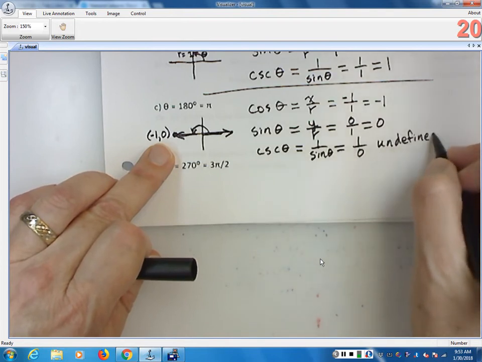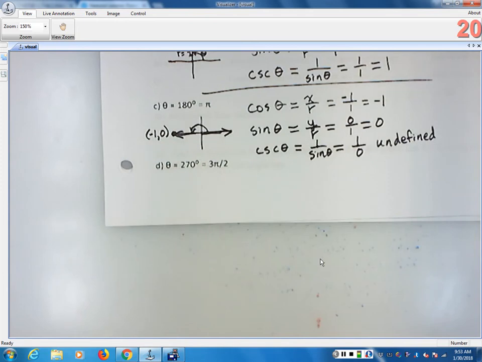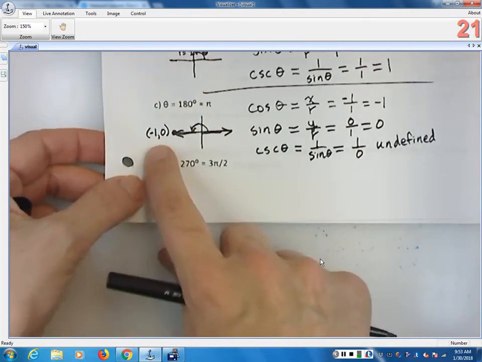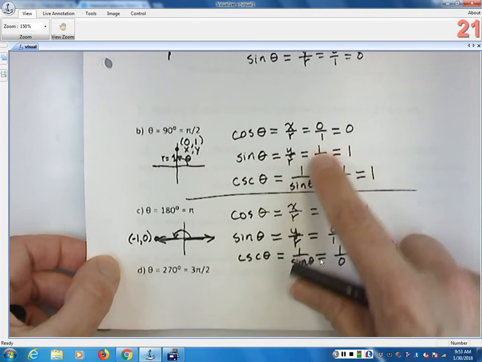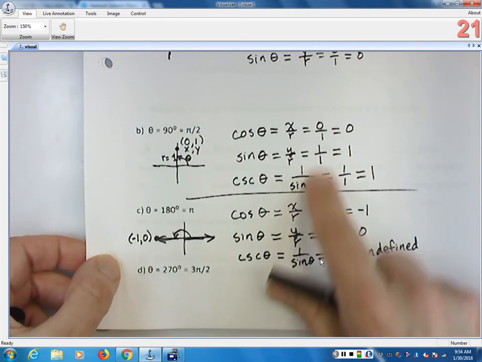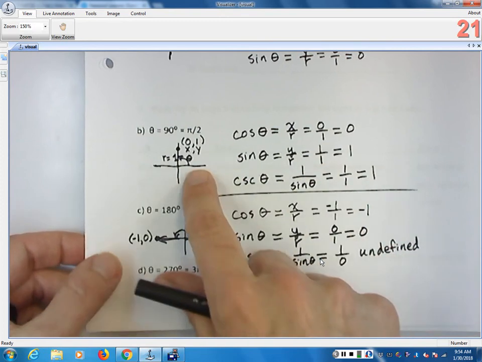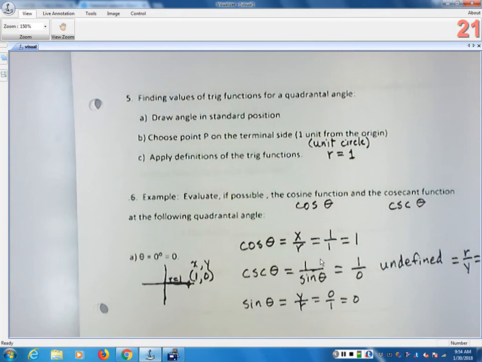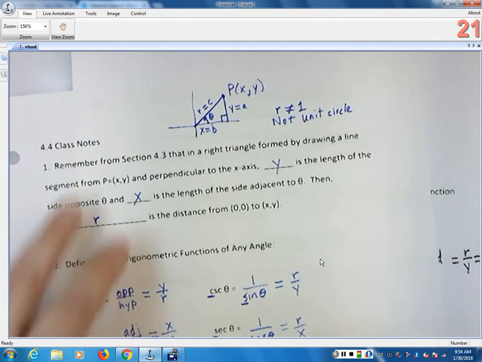So r is always 1? Yeah, we're picking r to be 1. We could pick r to be 2, but it's just convenient to pick r as 1. We're choosing to use 1, the unit circle. We're just going to choose the point P to be it. If we chose 2, we would have 2 over 2 equals 1. If we chose 1.5, we'd have 1.5 over 1.5.